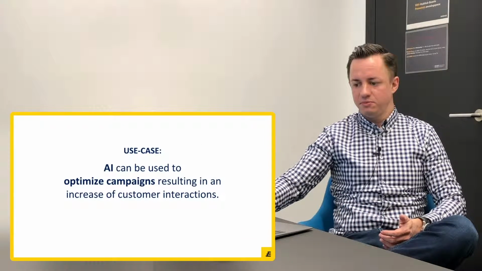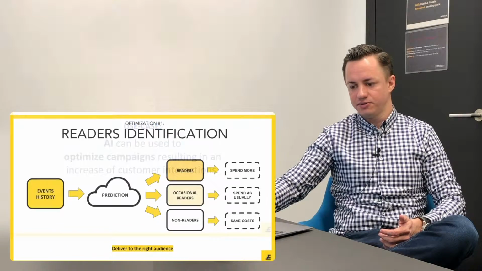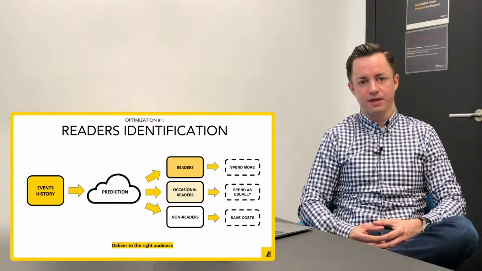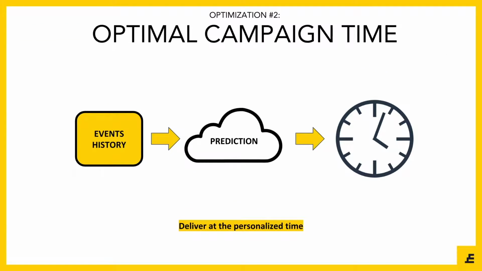Artificial intelligence can be used to optimize campaigns, resulting in an increase of customer interactions. With the help of our open email predictions module, we identify customers who are opening our emails frequently, and we are able to invest more on them. On the other hand, we can identify those who are not opening our emails at all, and we can save costs.